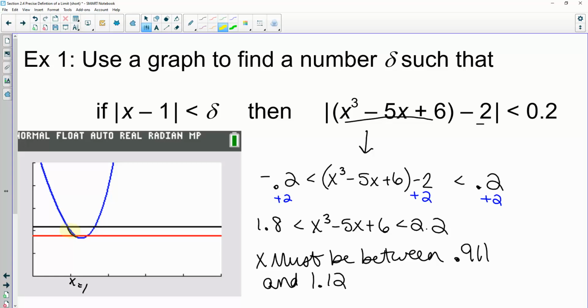Now obviously I do have a little rounding error here, but what I just illustrated from this graph is that if I want to be within 0.2 of the true limit, I have to pick an x value between 0.911 and 1.12. If I plug in any number in there, I should be less than 0.2 away from the true answer. Right now we're just trying to understand what this is talking about.